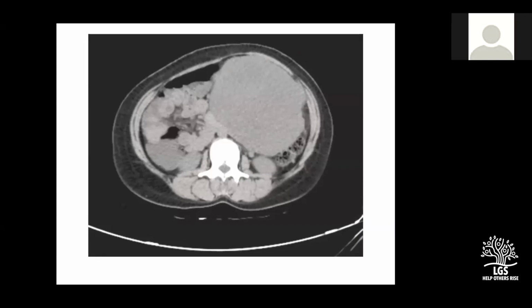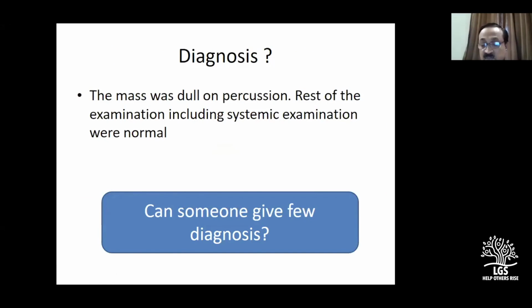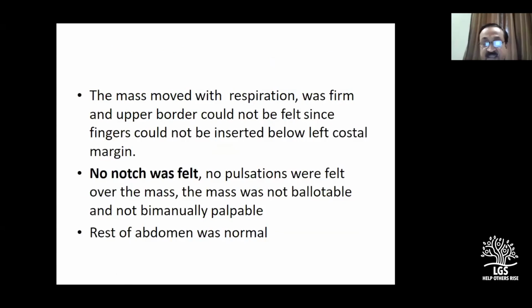Hello, sir. So homogeneous enlargement over the left upper quadrant. Now, as you see here, this is colon, no doubt. This is hardly any splenic tissue, and this is all the stomach and so on here. Of course, we have only one picture. So this was our case.